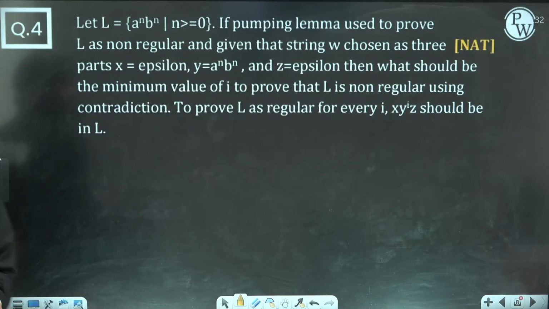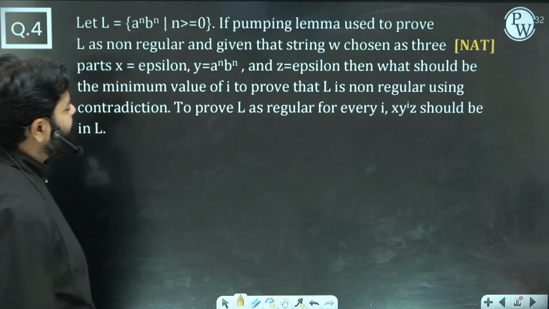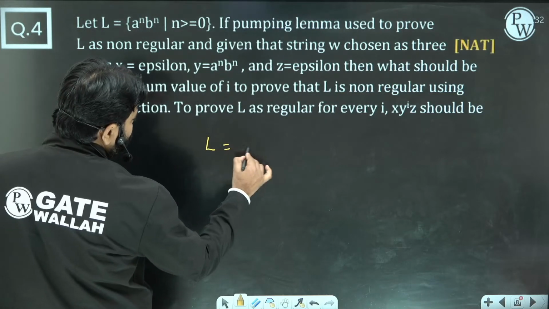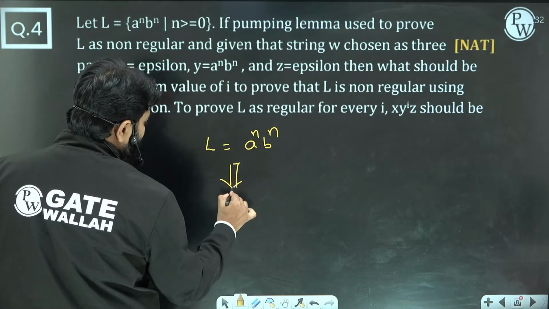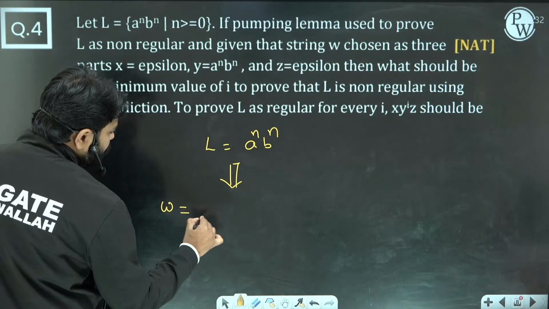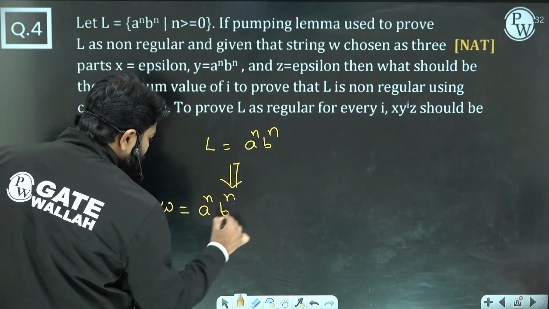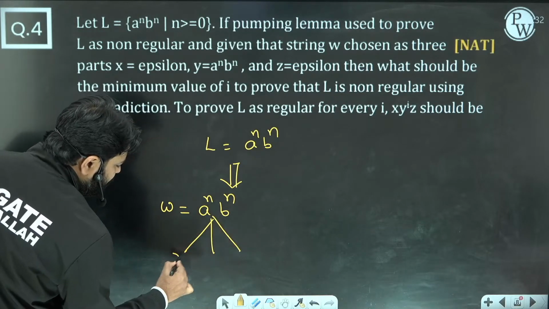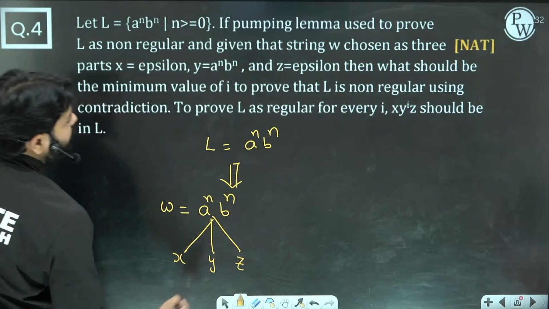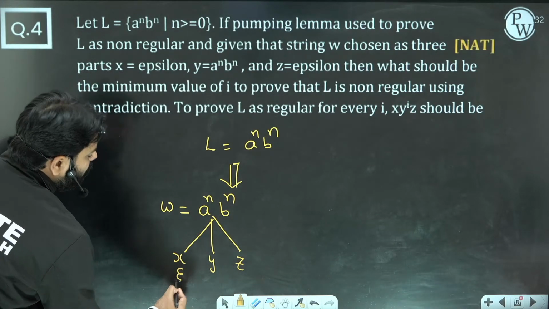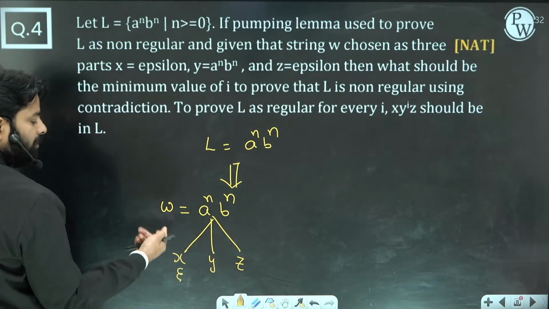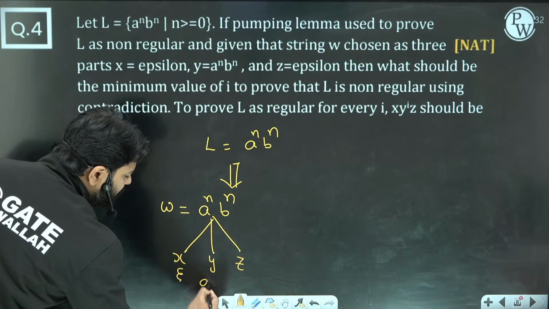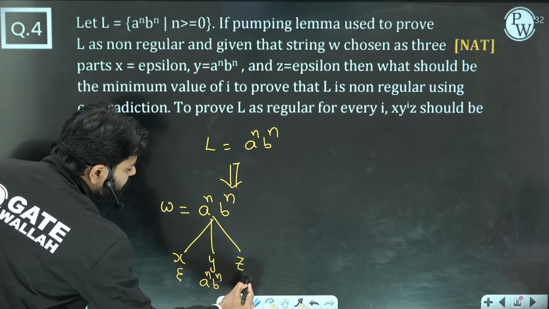So read the data clearly. What is given to you, right? And what else is given in the pumping lemma? The string is given to you, and also they have mentioned 3 parts: x, y, z. What is x mentioned? Epsilon. Of course, the length of y should not be 0, but x can be epsilon, and y is given as a^n b^n, and z is given as epsilon.